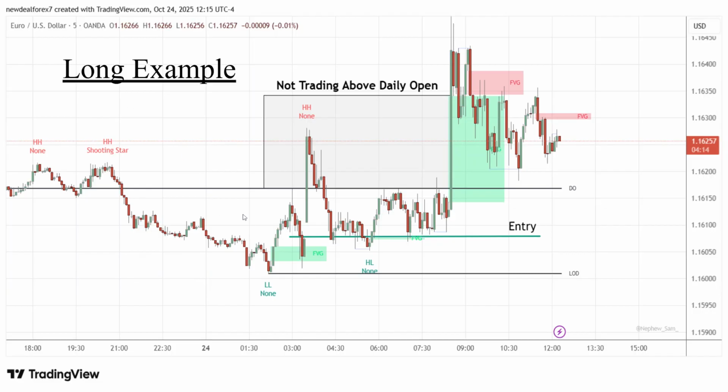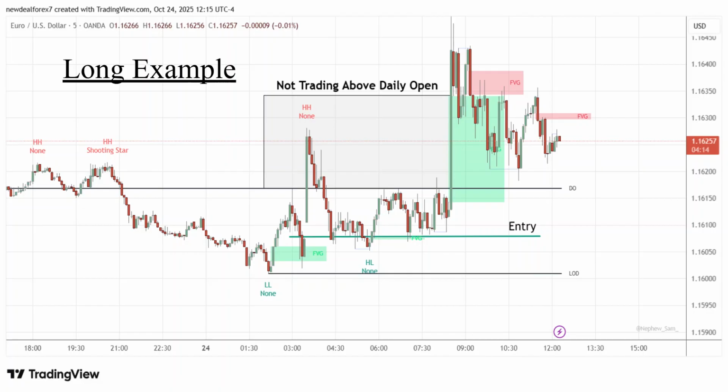Now, say for instance, we had a long bias for the day. Okay, so here's our low of the day right here. Price goes up. It has 1, 2, 3 green candles. It creates a fair value gap. Price retraces back into that fair value gap, and that fair value gap needs to hold for it to be valid. So you have 2 ways to enter. You can either enter when this third green candle closes. That can be your first option.